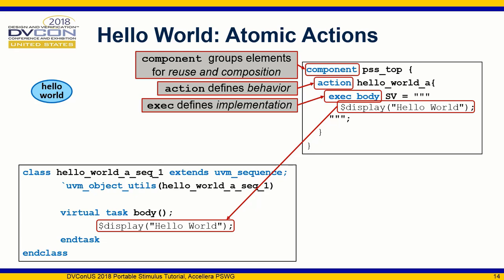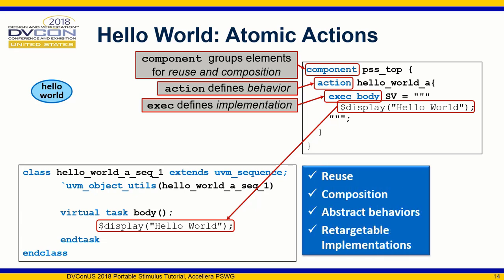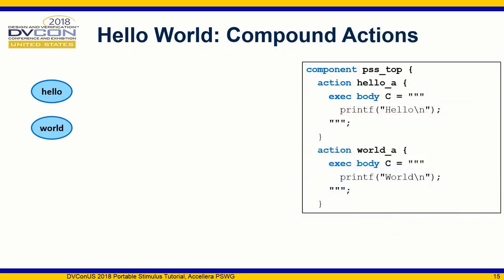And when we do that and we string a bunch of these together and we create a virtual sequence that allows them to coordinate how those things execute, that's how you get a UVM test from a portable stimulus specification. So we have reuse, composition, abstract behaviors, and retargetable implementation, all in 5 lines of code. The next thing we have is compound action.